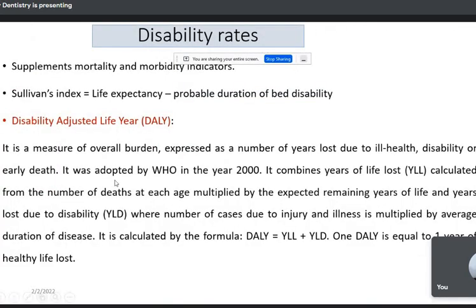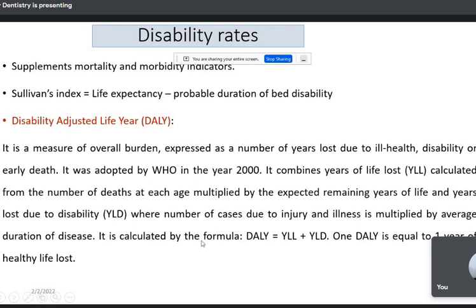Now, there is disability adjusted life year. Disability adjusted life year includes two things: years of life lost and years of life lost due to disability. You add these two up and it becomes the DALY. So what is years of life lost? It is calculated by the number of deaths at each age multiplied by the expected remaining years of life, plus the years lost due to disability.